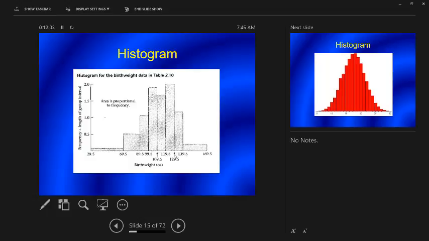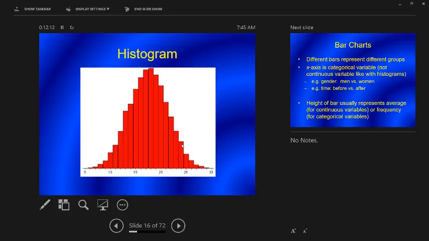So it's a good way to just quickly visualize the distribution of your data. You can look at this and understand how the birth weights are distributed very quickly. A picture is worth 1,000 words, as they say.